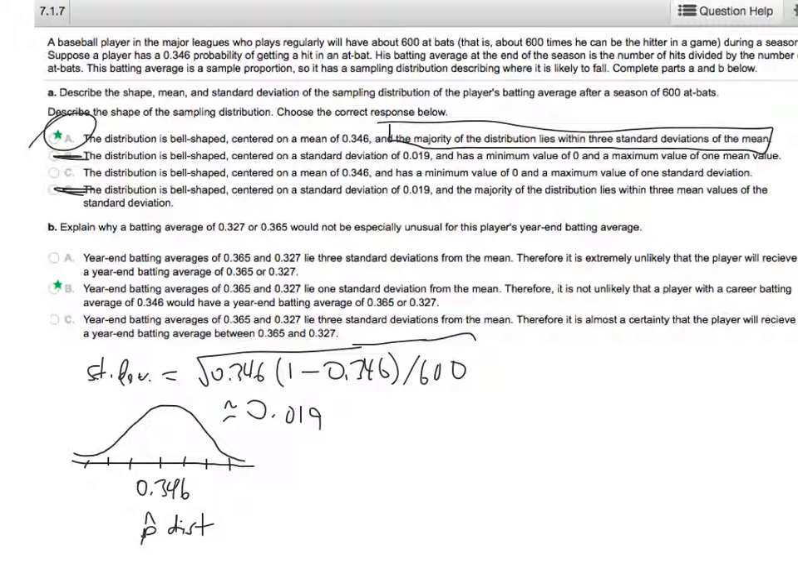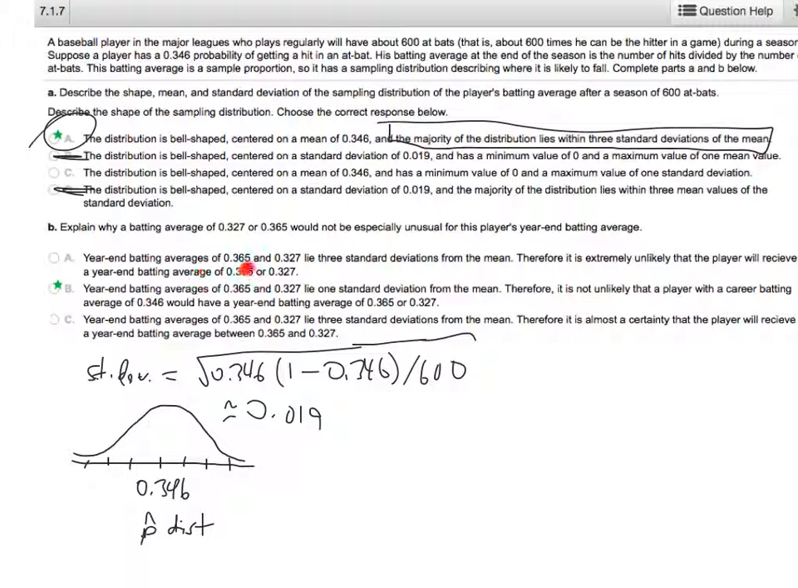Now they say, explain why a 0.327 or 0.365 would not be an especially unusual batting average. Well, if you drew this with the scale, you would see that 0.327 is this value right here, and 0.365 is this value right here. Those are the two numbers that are 1 tick mark up and 1 tick mark down, so 1 standard deviation above the mean and 1 standard deviation below the mean. If you label this, you'll see those two numbers are your labels there.